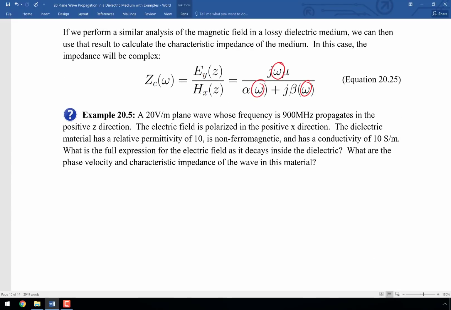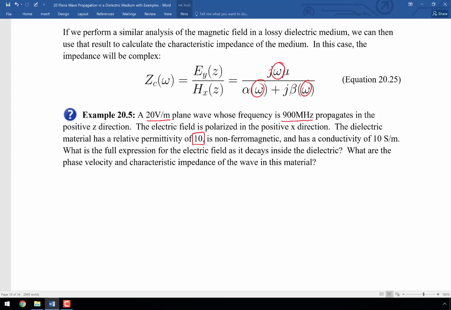Okay, we have a 20 volt per meter plane wave, and it is oscillating at 900 megahertz, propagating in the positive z direction. The electric field is polarized in the positive x direction. The dielectric material has a relative permittivity of 10, which is epsilon r.